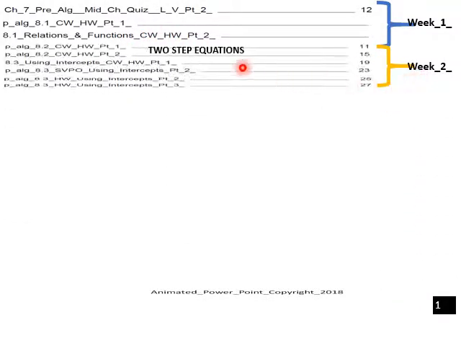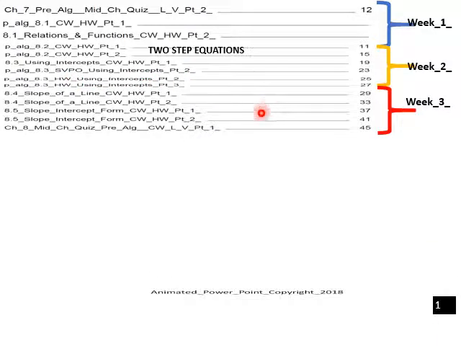And then week 2, we go into 8.2, which is two-step equations. And then 8.3 is using intercepts to graph a line. And we finish week 2 out with that. And then week 3, we go into finding slope of a line, and then slope-intercept form of an equation will be the second part of week 3. And then we finish out week 3 with a mid-chapter quiz that lets me know how well you're doing, lets you know how well you're doing.